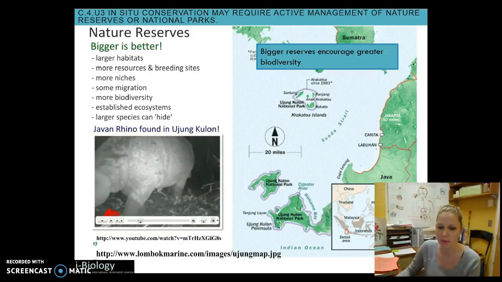Well, I mean, we always say that, but really why? More resources, more breeding sites, the possibility of migration, more biodiversity. All of those things increase biodiversity, which is the huge keystone or what we hang our hat on when we build a nature reserve.